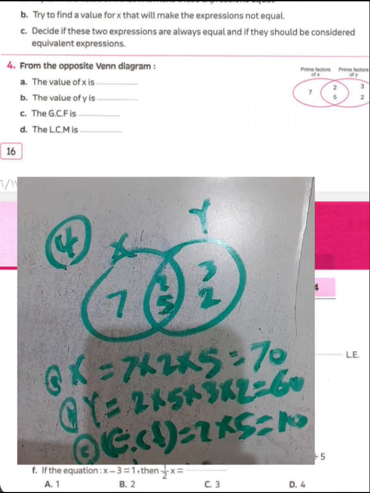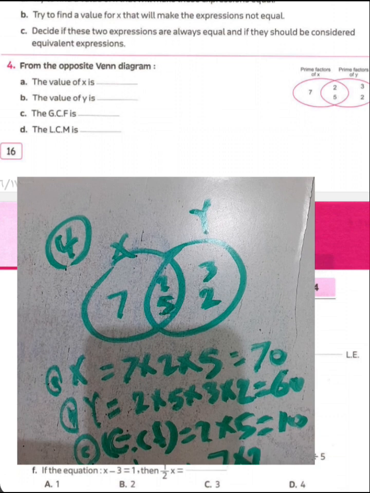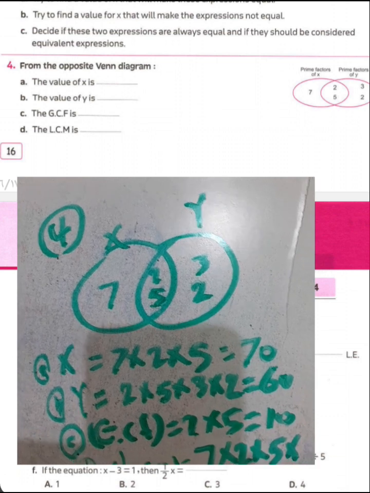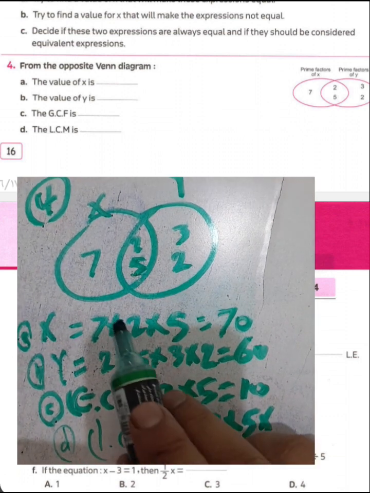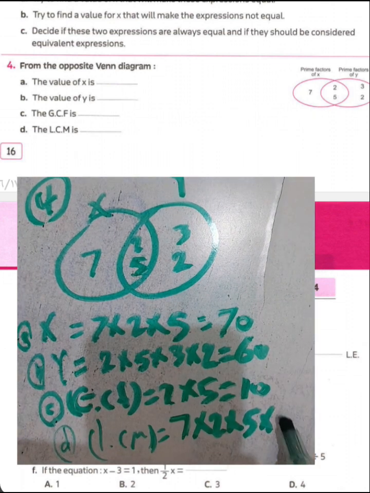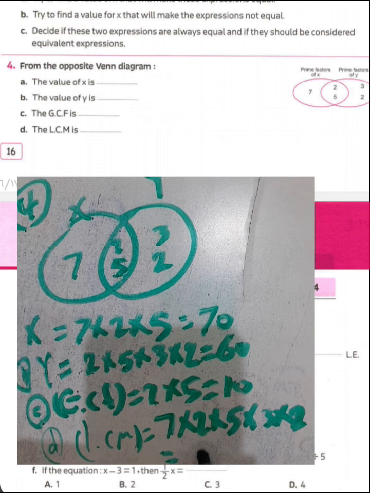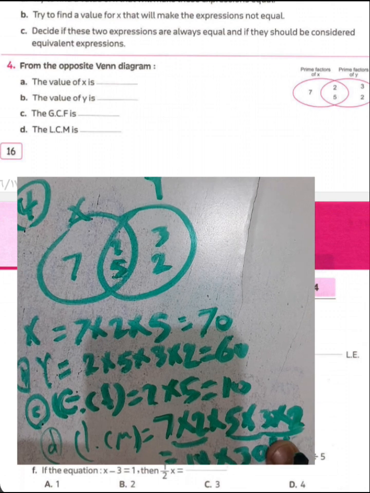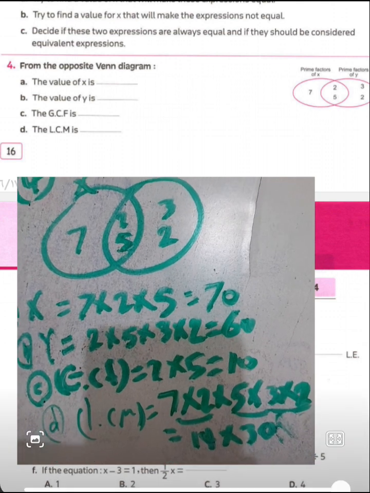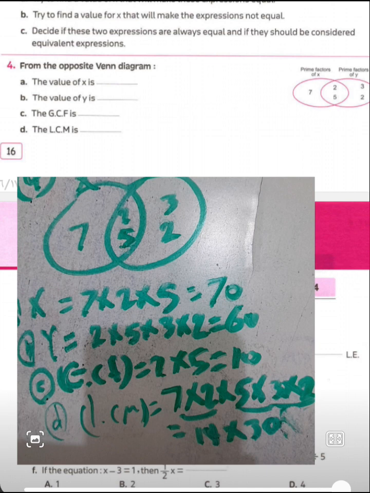And what about least common multiple between them? 7 times 2 times 5 times 3 times 2. To find the least common multiple, all digits in the Venn diagram, the result will be what? 2 times 5 equal 10, 10 times 5 equals 70, 70 times 6 here equal 420. Then the result will be 420.